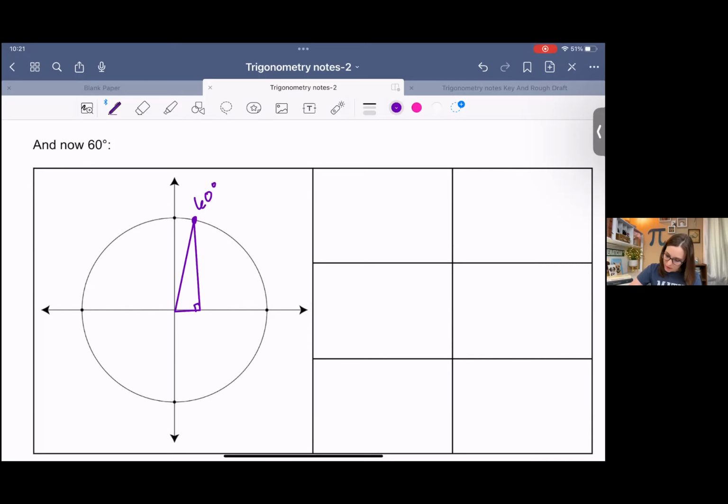And my radius is 1. That's across from the right angle. Again, this is going to be a 30, 60, 90 triangle. So we've kind of done the work for this already in the previous example with 30.